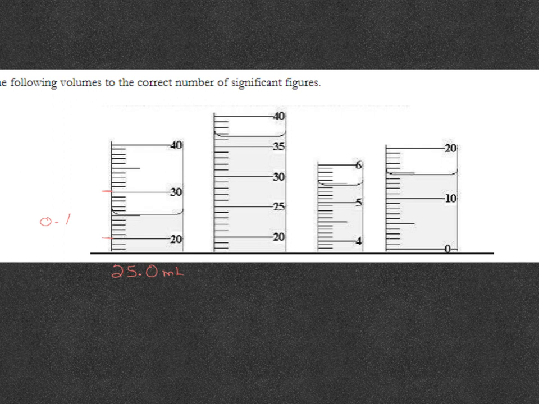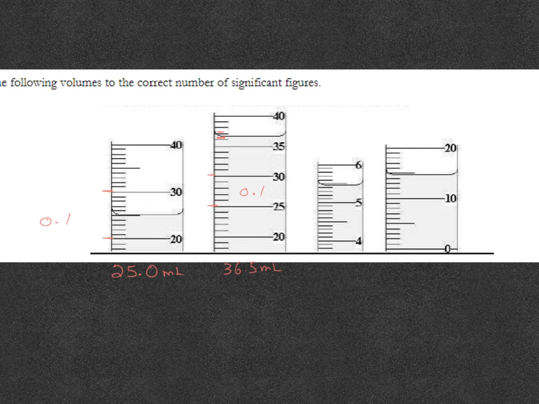The next one, we have a 25 and we have a 30. Our increments are every 1, so I need to estimate the 0.1 position. So this is the 36 mark, that's the 37. It's about halfway between. So I would say it's about 36.5 milliliters. Again, you have to have it to the 10th position.